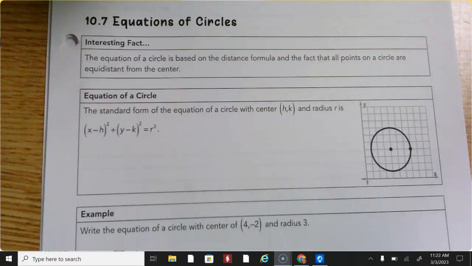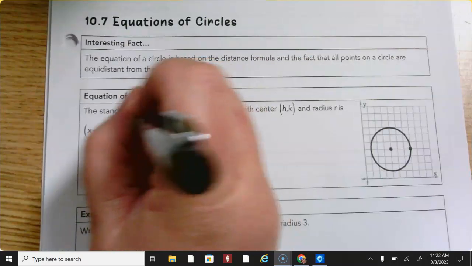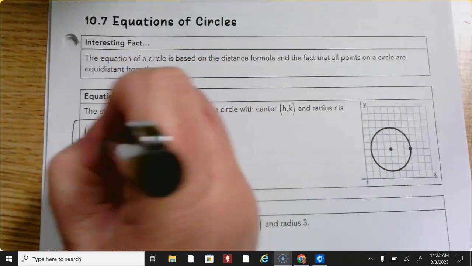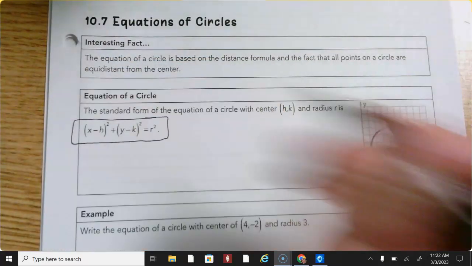Okay, so these are our notes on equations of circles. At the top it says, interesting fact, the equation of a circle is based on the distance formula and the fact that all points on a circle are equidistant from the center. I would go farther than based on the distance formula. The equation of a circle is really pretty much the distance formula, just written in a different form, just rewritten slightly differently. So I'm going to go ahead and show you that in a moment.